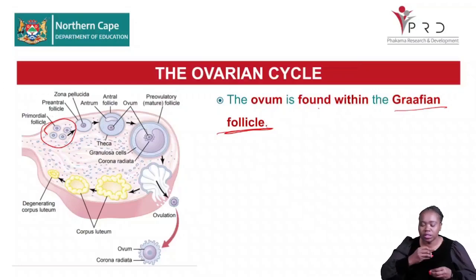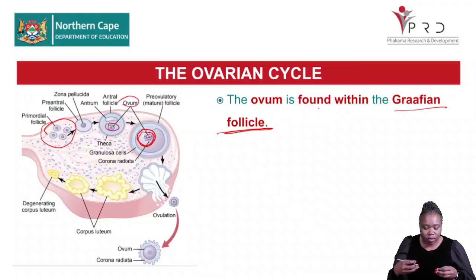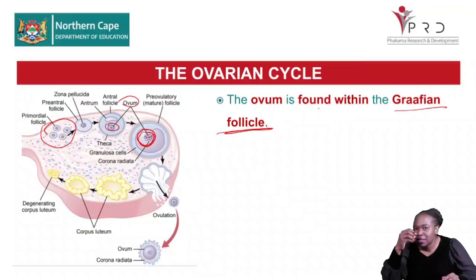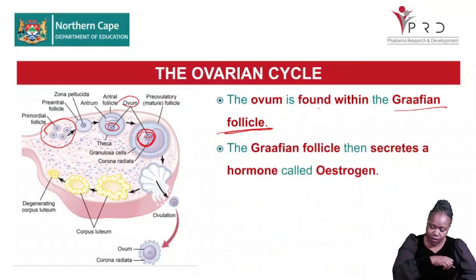As the Graafian follicle develops, you would see that within that Graafian follicle, we have an ovum, as we can see over here. We have an ovum as the Graafian follicle develops. Remember, this Graafian follicle is developing due to the functioning of the FSH hormone. As the FSH hormone is being secreted by the pituitary gland, it causes the Graafian follicle to develop, and the ovum that is within that Graafian follicle.